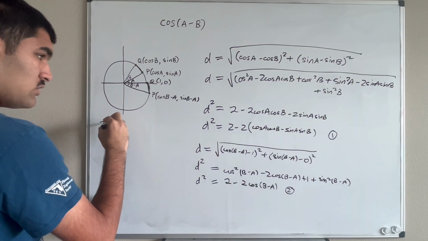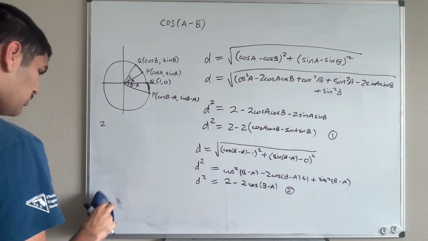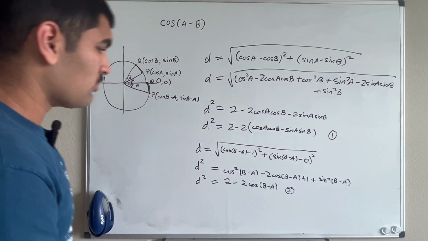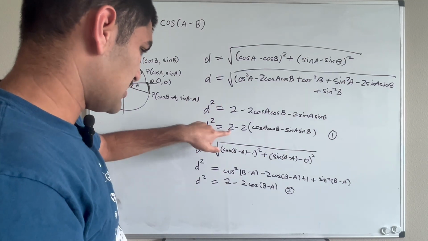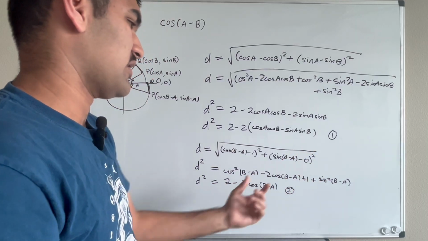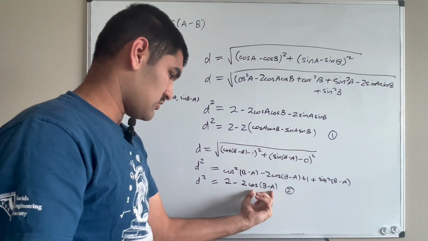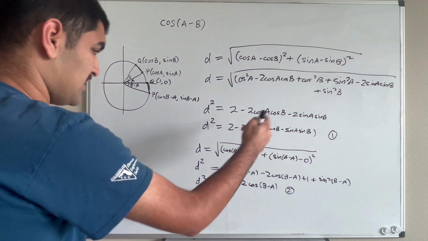So we have 2. So we can notice the symmetry between the two, because they both have 2 minus 2 times something, right? That means that this must equal this. Okay, so then we could set those two equal to each other.